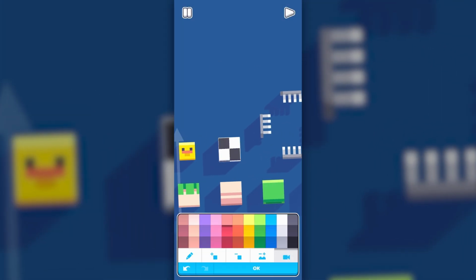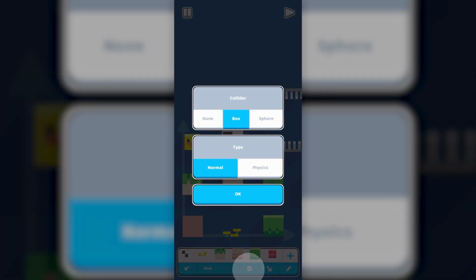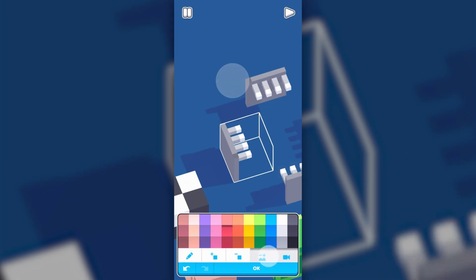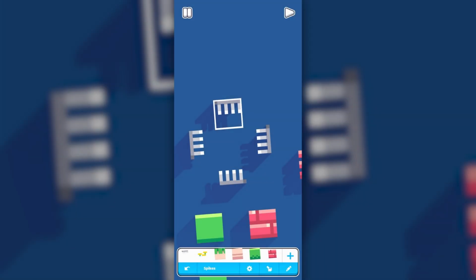Next in our list is the gold block, unglued on all sides and has a box collider. Then we have the spikes. Again, unglued and has a box collider. We have 4 variations to cover all directions.